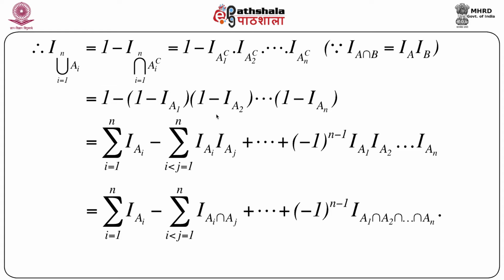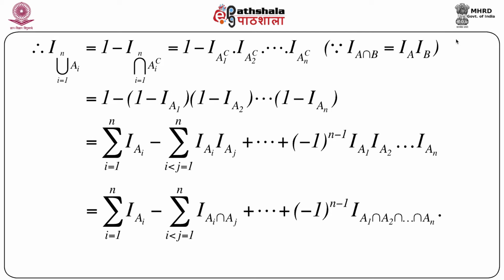Now, school-level elementary algebra will give you this: if we consider the product of all these n terms involved in the second term of the expression, then 1 gets cancelled and we are left with summation IAi minus summation over i less than j, 1 to n, IAi into IAj, that means the pairwise products, then products taking 3 at a time, and so on. The last term will be minus 1 to the power n minus 1, IA1 IA2 up to IAn.